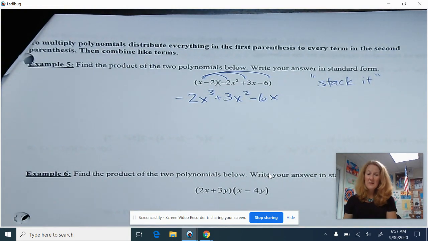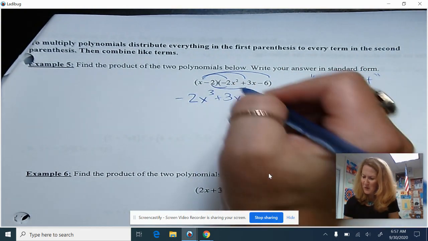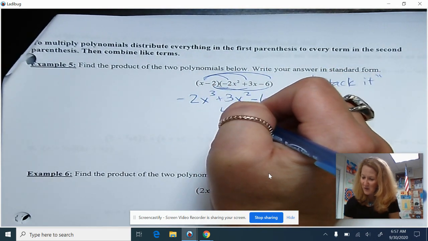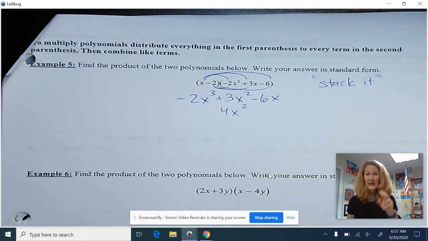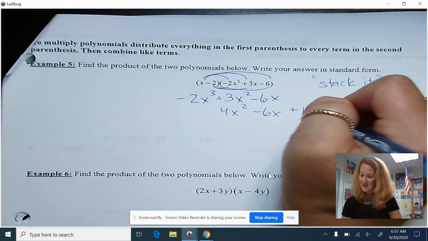And then you're going to do the same thing with the negative 2. So negative 2 times negative 2x squared is going to be positive 4x squared. And this is where I'm stacking it, where I want them aligned by the degree of the exponent. So I'm putting the x squares on top of one another. And then I have negative 2 times 3x, that's going to be negative 6x. And then negative 2 times negative 6 is positive 12.